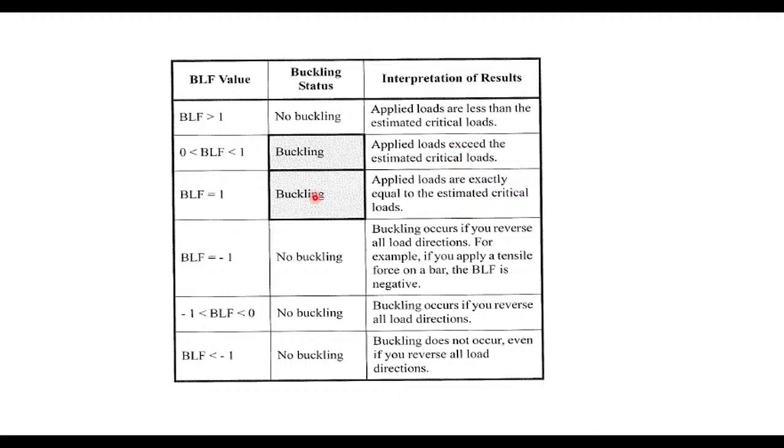Okay, remember that. If it is -1, there is no buckling. What exactly it shows is that buckling occurs if you reverse all the load directions. In short, assume you are applying a tension load. Next, -1 to 0, there is no buckling. Even if it is less than -1, there is no buckling. So in short, if your buckling load factor is greater than 1, it is not going to buckle. If it is less than 1, then definitely it's going to buckle.